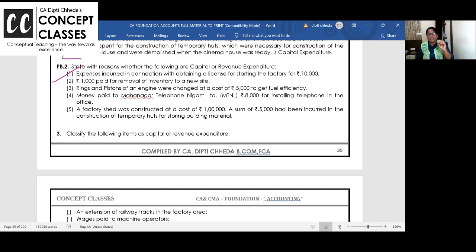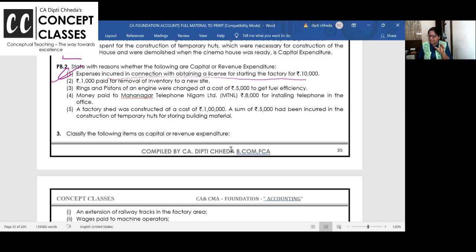The second one, C, R, capital revenue, whatever you want to say. Expenses incurred in connection with obtaining a license. Is it a capital expenditure or revenue expenditure? Capital expenditure. Today I am discussing. Yesterday I made you write the reason. Now listen, if you have not written, you write it now.